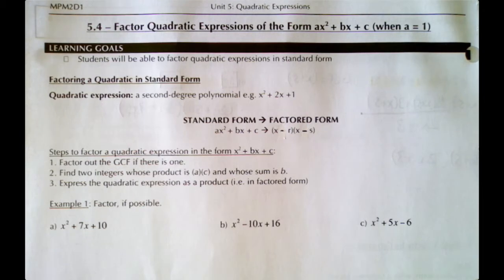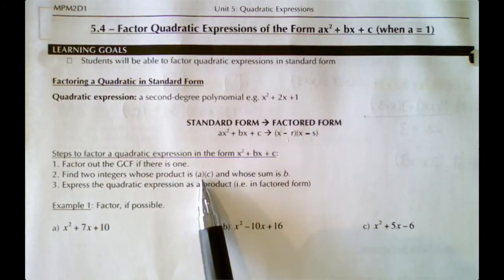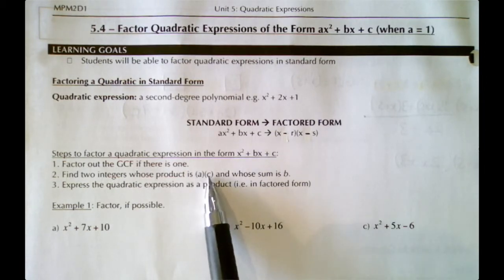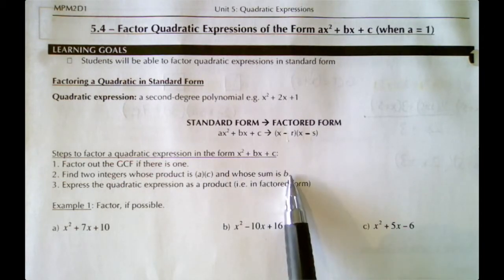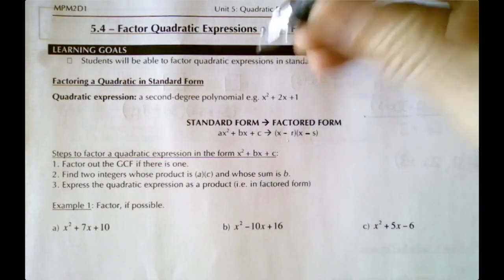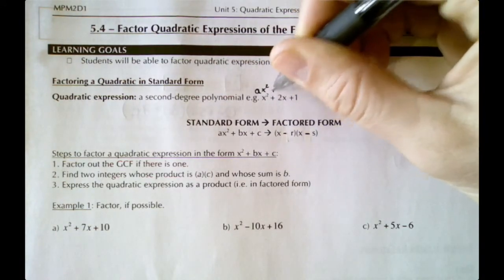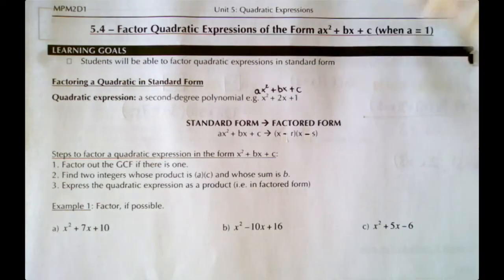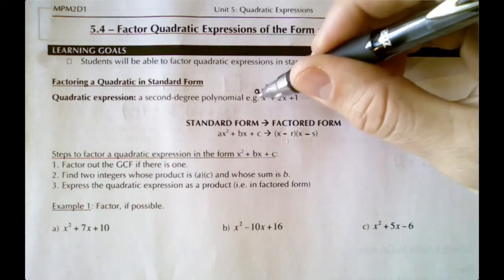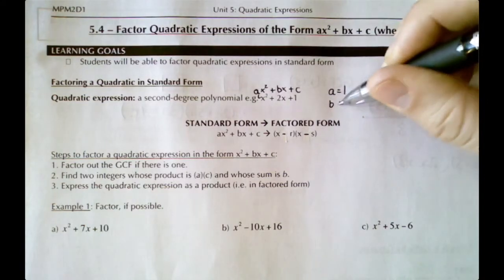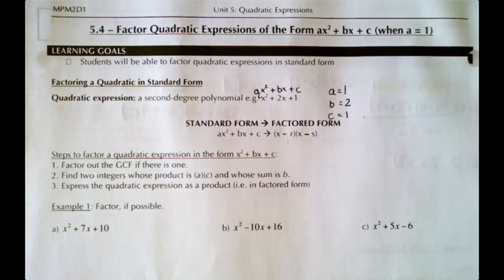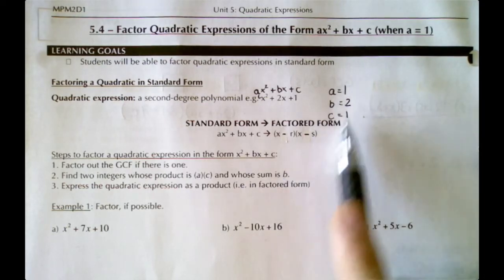If we don't have a common factor, or we've already common factored it out, the next step to factoring is to look for two integers whose product is a times c. And in this case, since a is 1, we're just looking for ones whose product is c and whose sum is b. So what's that mean? Well, in this example, if we were to write ax squared plus bx plus c, a would be 1, because the a is in front of the x squared, b would be 2, and c would be 1. So we'd be looking for numbers that multiply to 1 and add to 2.